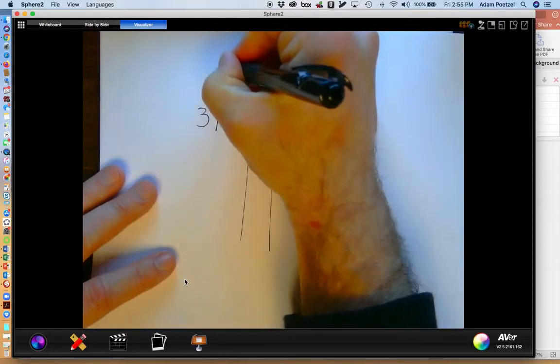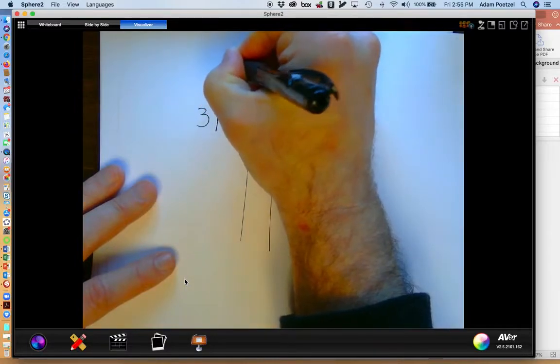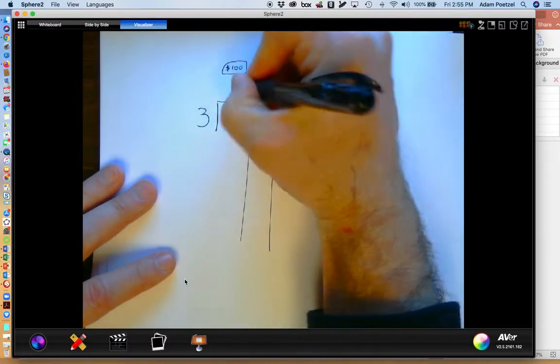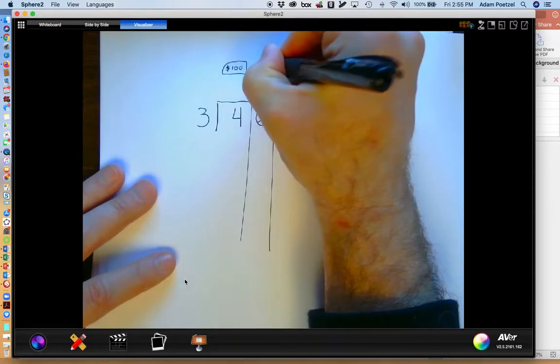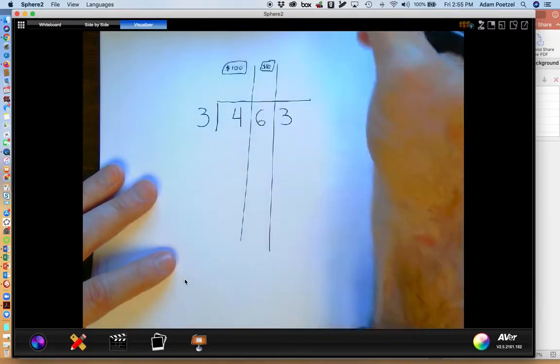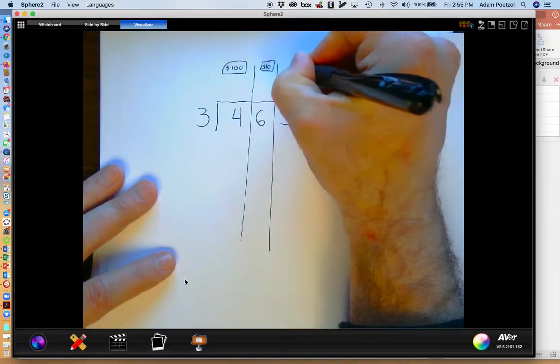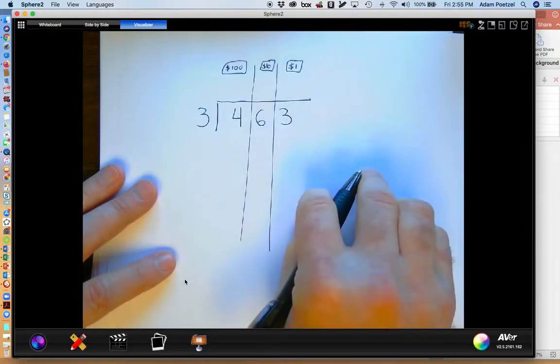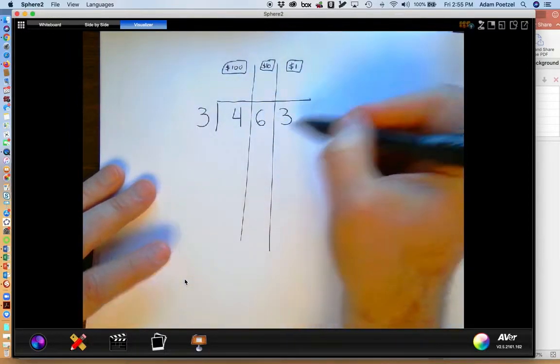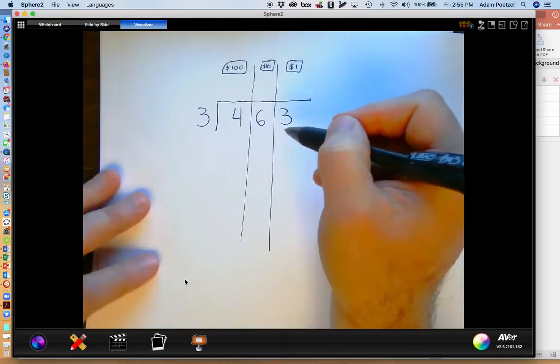And for the sake of language, I'm going to write the money amounts up top. That 4 actually stands for 4 $100 bills. That 6 stands for 6 $10 bills. And that 3 actually stands for 3 $1 bills. All right, so let's talk through this for a second.